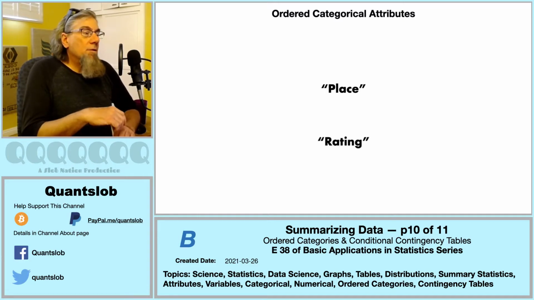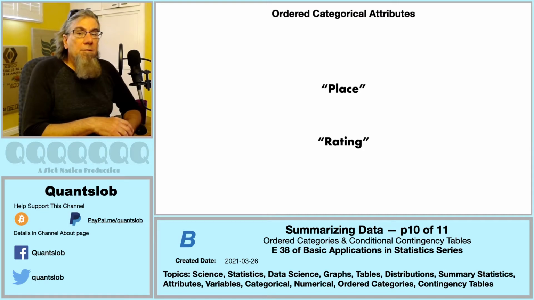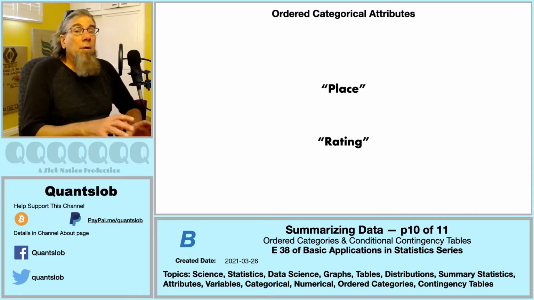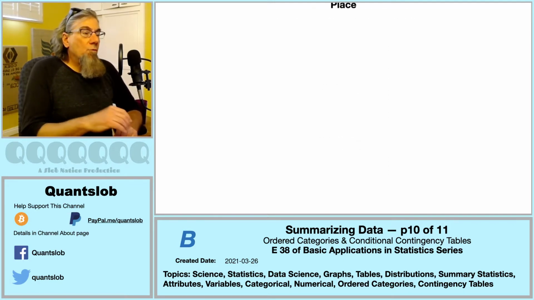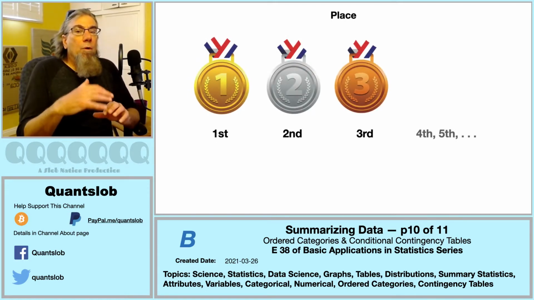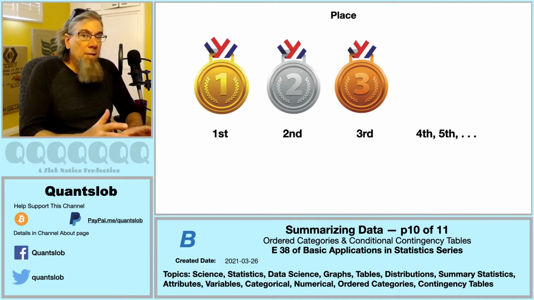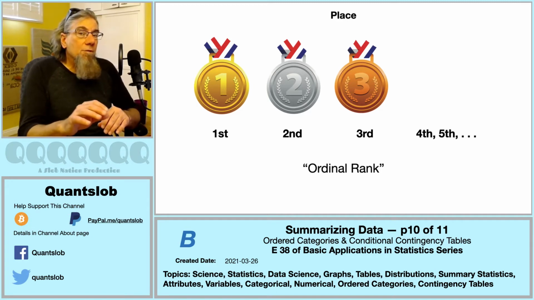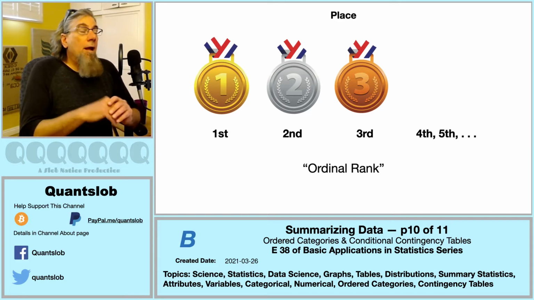The first is how a unit of observation placed. And second, how a unit of observation, like a respondent in a survey, for example, rated something or responded to a prompt. So, for example, in a competition like a race, we may have recorded how each contestant placed: first, second, third, and so on. Now, these values are clearly labels, but at the same time, we could say that first is greater than second in terms of performance. And these values, by the way, can be called ordinal rank.